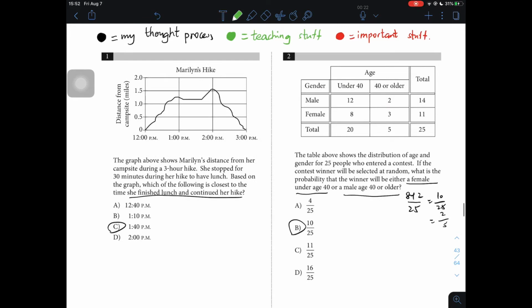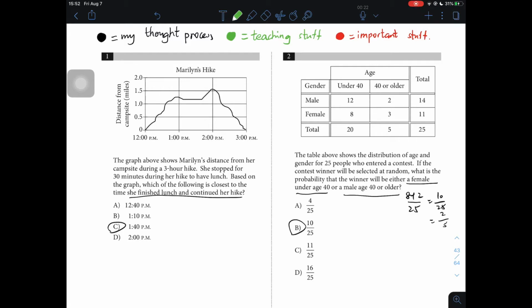As you can see here, all the black pen is my thought process when I was doing the problem myself. The green part, which I'm about to use, is what I'm going to teach, or some important things I want to highlight. And red is some important stuff I would write down or circle, or put in parentheses, that I really want you to notice, because it would be an important skill you could use for the exam. So let's dive into it.